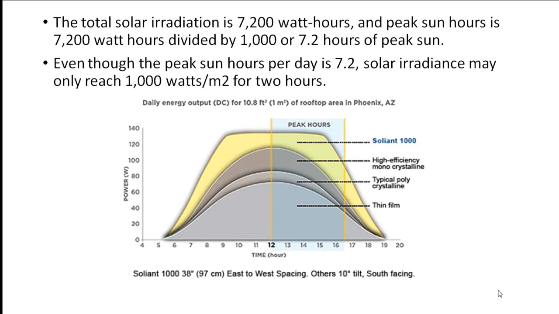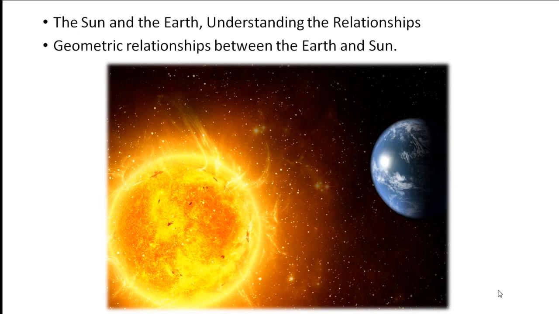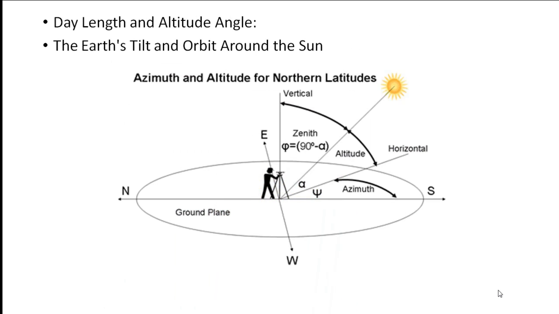Sun and the Earth. Understanding the relationships. Now that you understand irradiation, peak sun and peak sun hours, let's examine the geometric relationships between the Earth and the Sun. Day length and altitude angle. The Earth's tilt and orbit around the Sun.